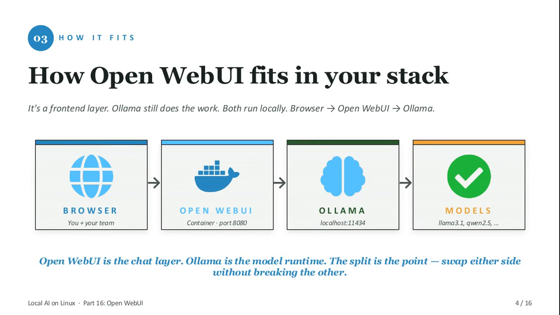Before we install anything, let's be clear about where this thing actually sits. Open WebUI doesn't replace Ollama, it sits in front of it. Your browser talks to Open WebUI running in a container on port 8080, and Open WebUI talks to Ollama on localhost 11434, which is still the runtime loading your models. That separation is deliberate. You can swap the chat layer or swap the backend without breaking the other half.